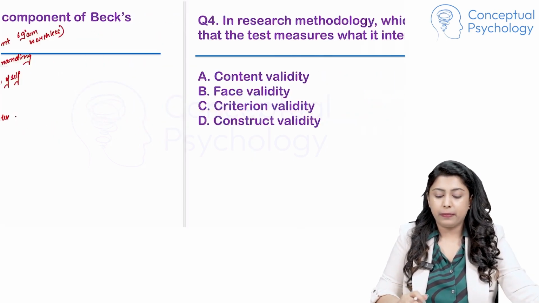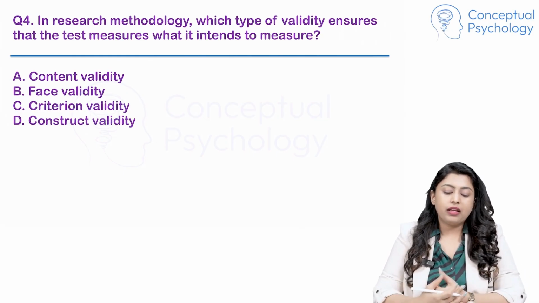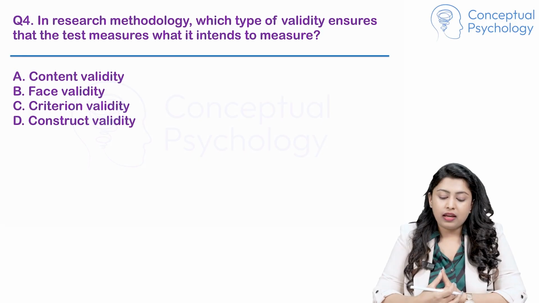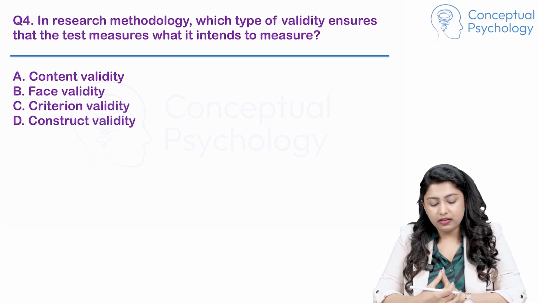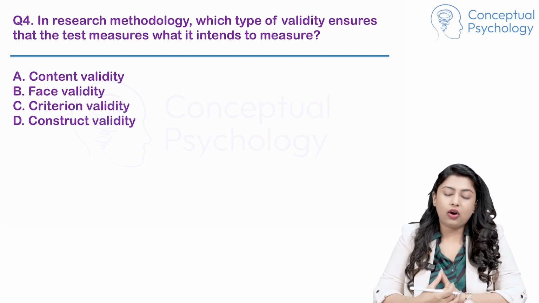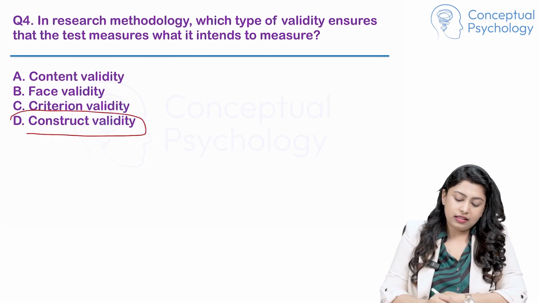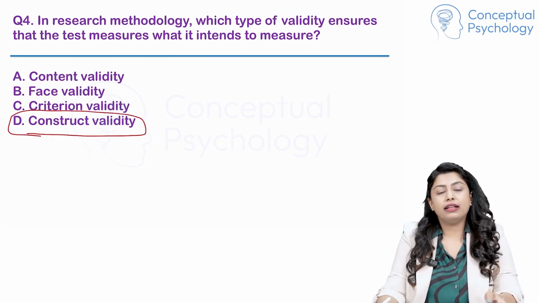in depression. Moving on. In research methodology, which type of validity ensures that the test measures what it intends to measure? A. Content validity. B. Face validity. C. Criterion validity. And D. Construct validity. So here the correct answer is D, which is construct validity.